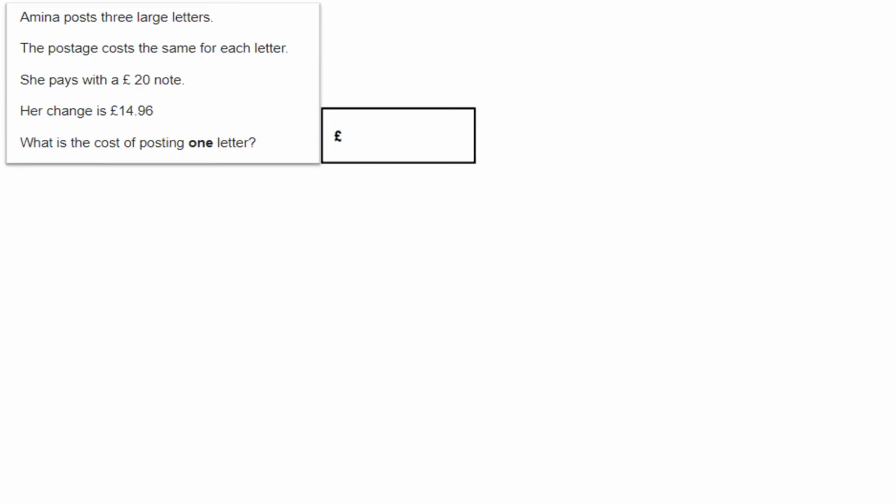A favourite of Year 6 teachers, this question. So let's dive in. I'm sure you may have already done this one before. I'm sure my class are already saying that they have.